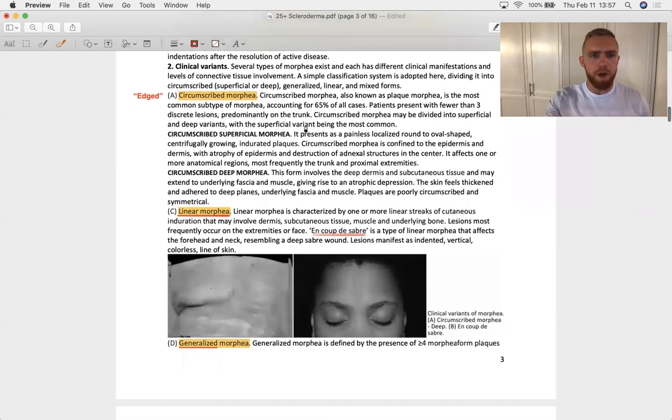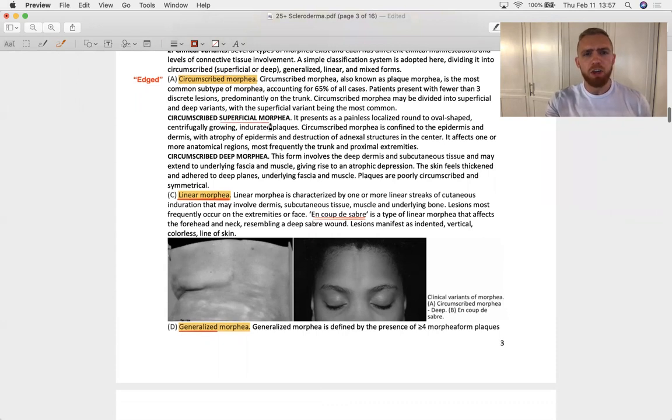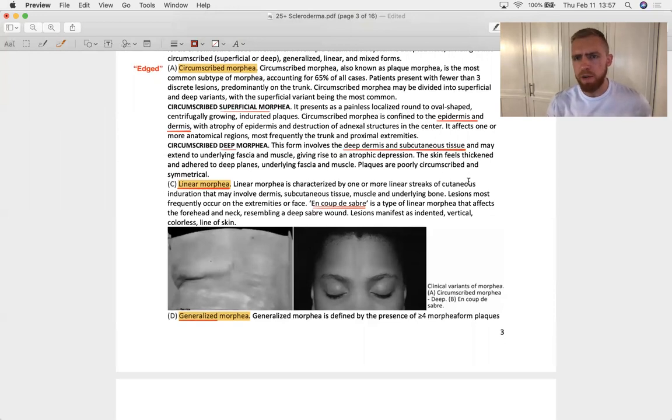So morphea is not the most difficult thing to recognize. It's always circumscribed, meaning it's always got margins or edges to it. And we can call it superficial or deep based on the extent of skin involvement. Superficial means it's epidermal and dermal. And then deep means it goes past the dermis into subcutaneous tissue. And even muscles and bones can get involved, even in a limited scleroderma.